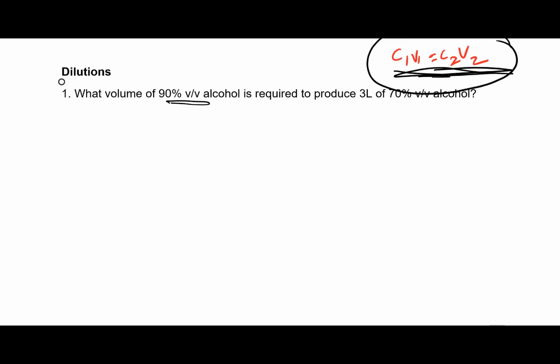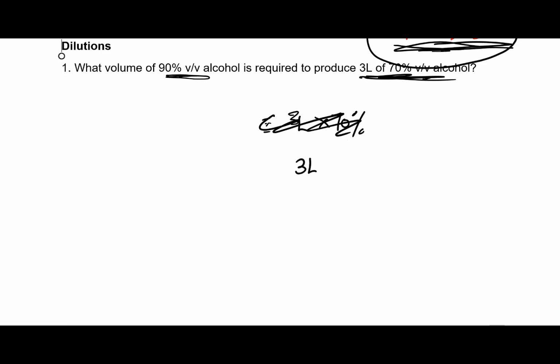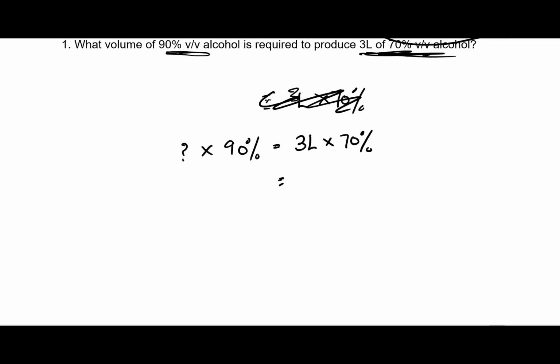What volume of 90% volume by volume alcohol is required to produce 3 liters of 70%? So I'm required to make 3 liters of 70% from 90%. So how much of 90% I would need? Can you understand that? So I can simply apply C1V1, C2V2. So we can just solve it for this. 3 times 70 divided by 90. That will give what? 2.33 liters. So simple, C1V1, C2V2.